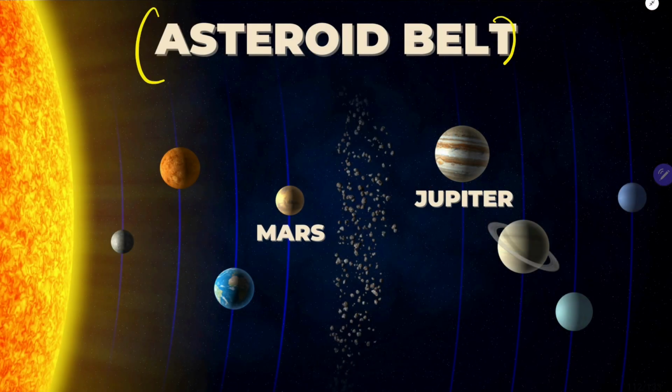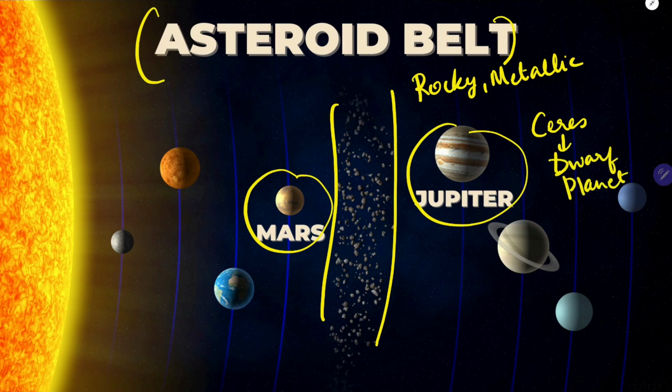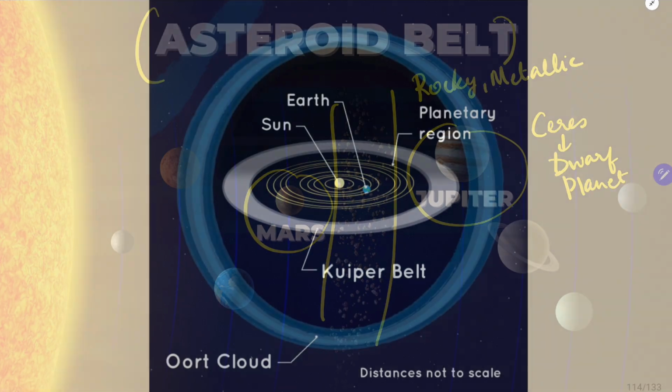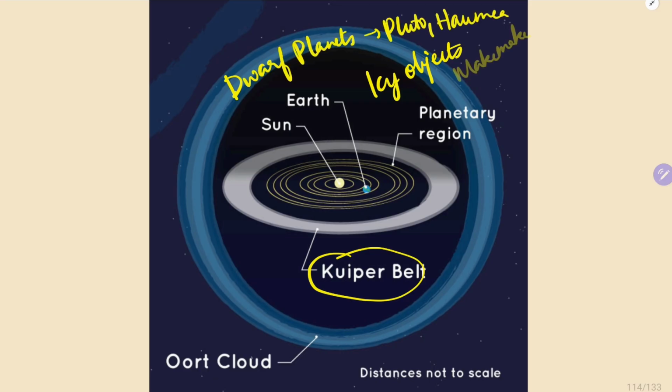Then comes the asteroid belt, which is situated between Mars and Jupiter. It is a circular chain of rocky and metallic bodies orbiting the Sun. Ceres is the largest object in this belt and classified as a dwarf planet. We also saw the Kuiper Belt, which is beyond Neptune's orbit. It is similar to the asteroid belt but made up of icy objects. It contains dwarf planets like Pluto, Haumea, and Makemake.